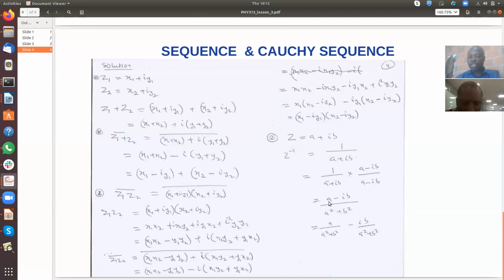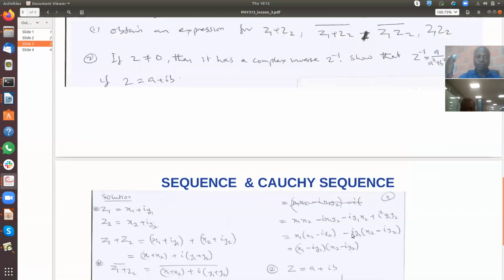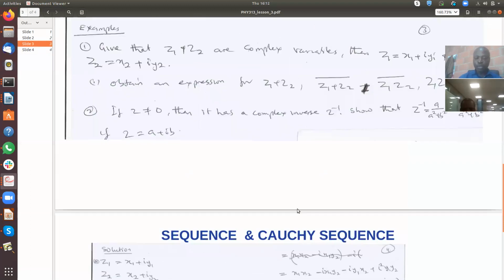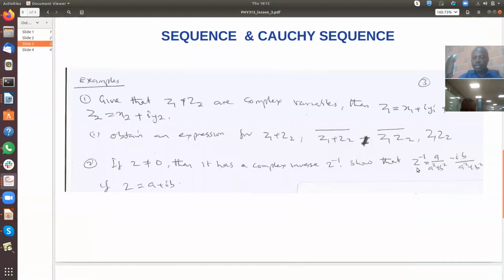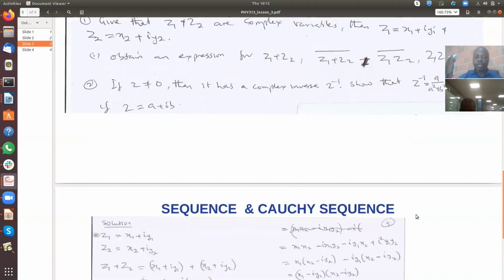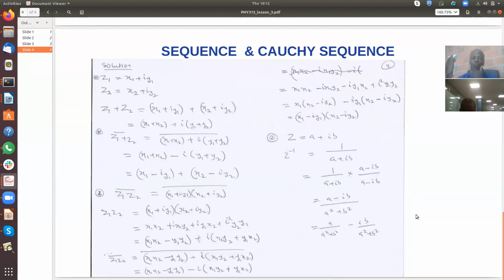So this divided by this minus this divided by this gives what we were asked to prove here. We should show that z prime, or z complex conjugate, is equal to a over a squared plus b squared minus ib over a squared plus b squared. So any question? If you have any question, you are free to ask me.